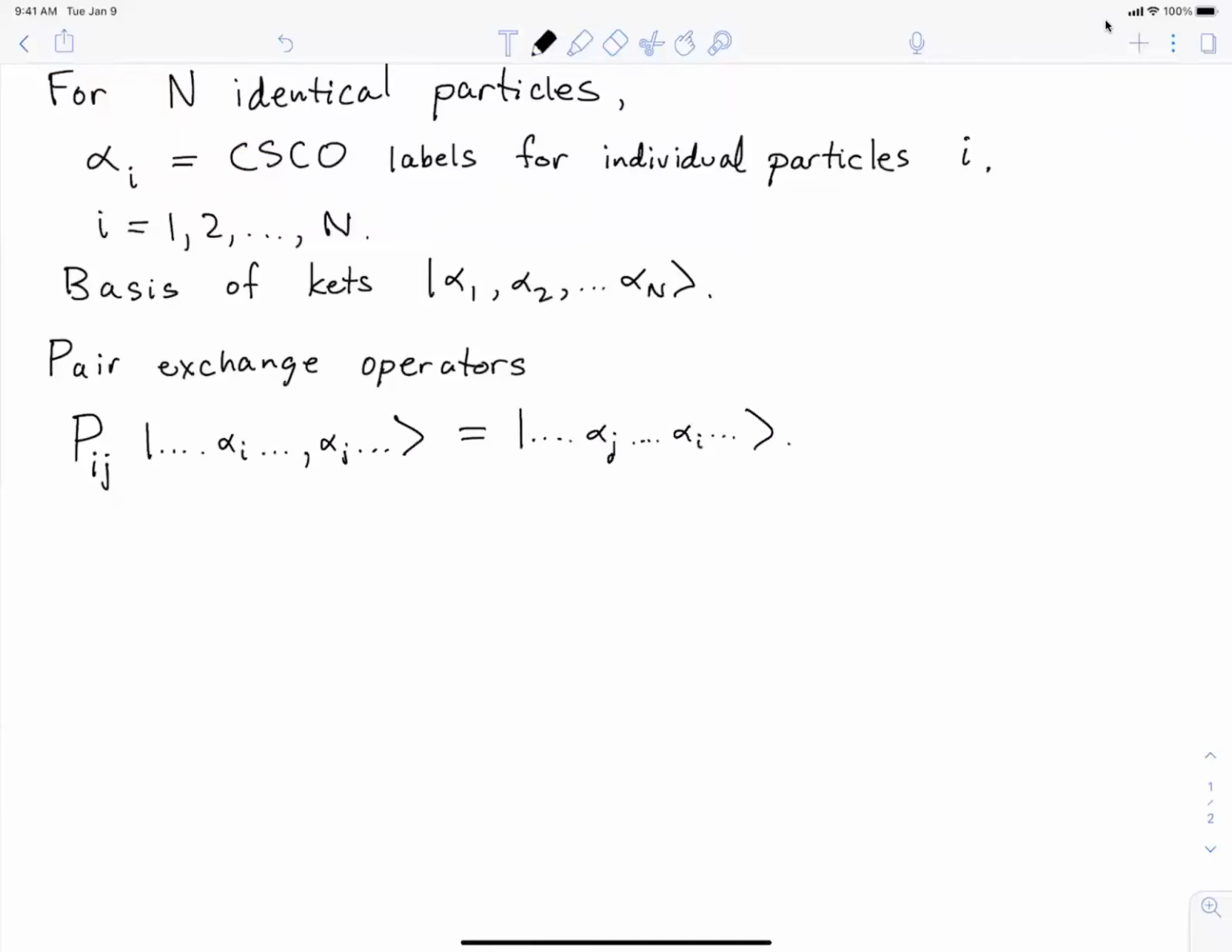Okay, so for example, if there are only two particles, then it just interchanges the two labels. But if there are more than two, it leaves the other ones alone. So acting on a state alpha 1, alpha 2, we get back alpha 2, alpha 1.